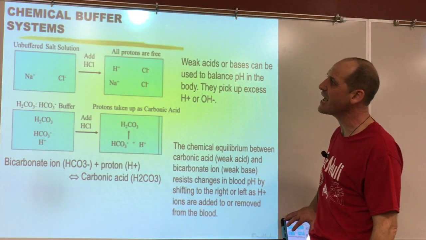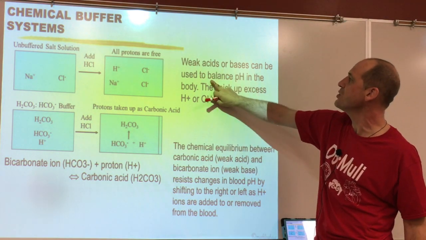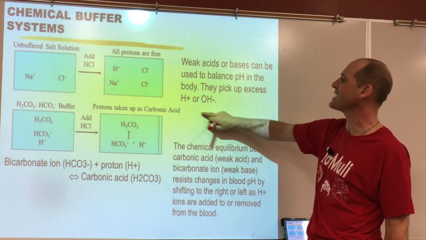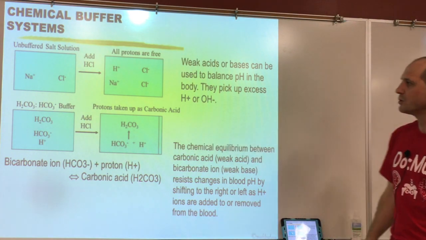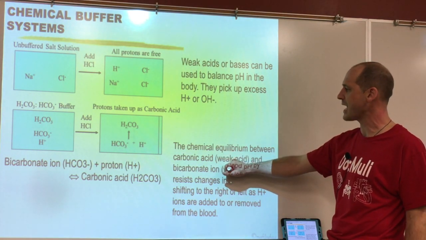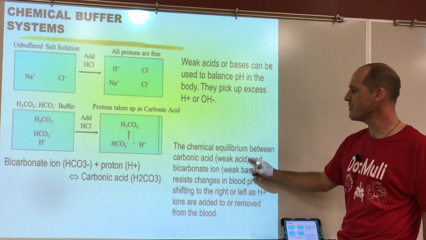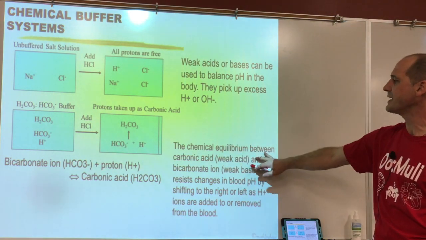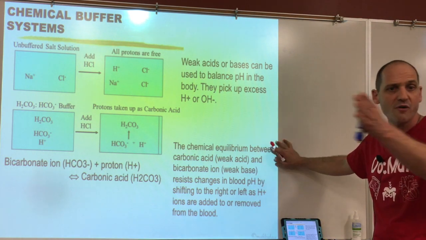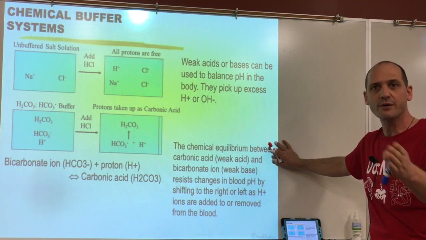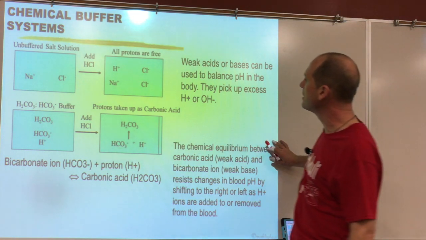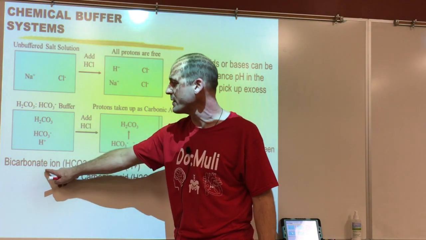So in the system, we have weak acids and weak bases that can balance the pH. They can pick up excessive hydrogen ions or hydroxyl ions. You put them into the solution and they buffer the hydrogen ions out. We get a chemical equilibrium between carbonic acid, which is a weak acid, and bicarbonate, which is a weak base, resisting changes in blood pH by shifting from hydrogen ions to hydroxyl ions, left to right, whatever is necessary. That's a chemical buffer. We have a couple different ones in the body, but one is really strong, and that's the bicarbonate ion.